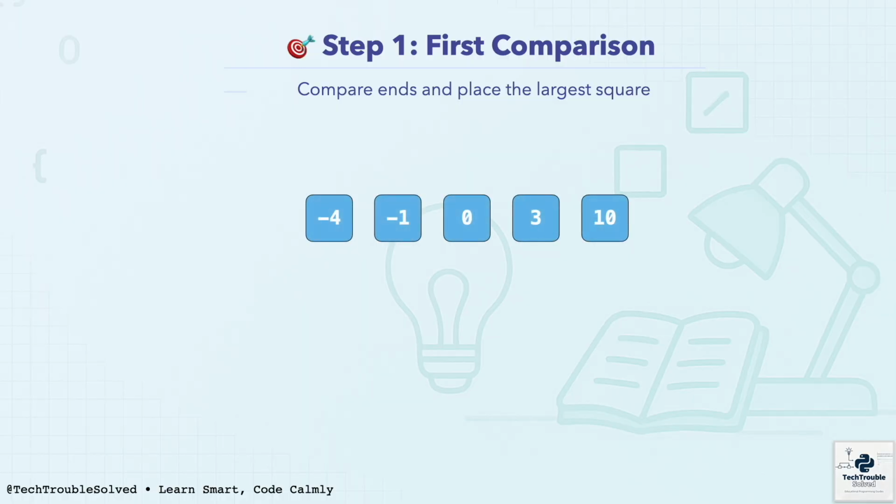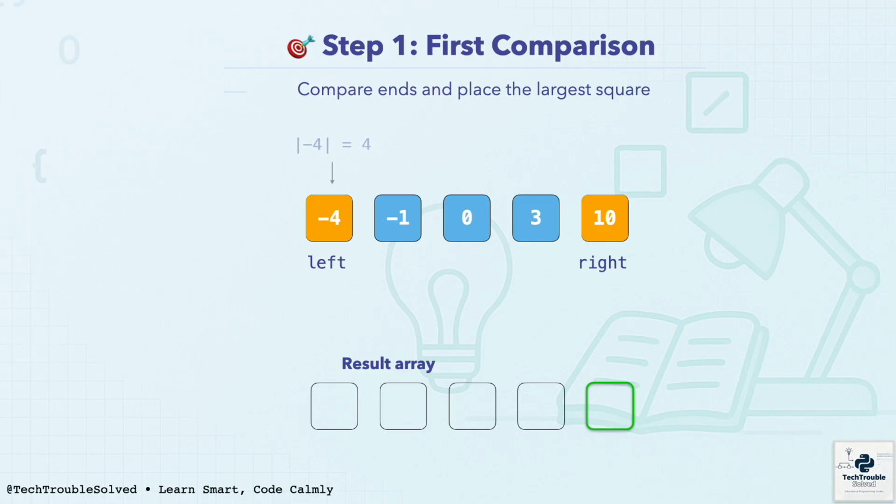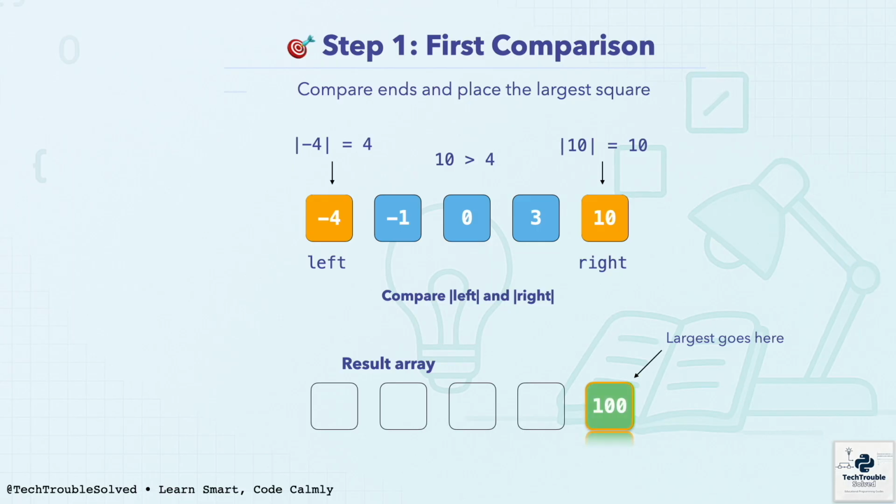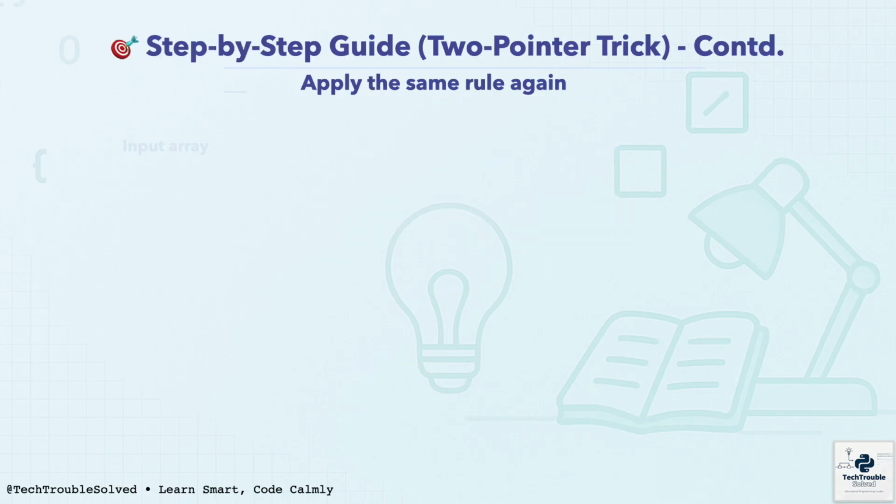Here the left pointer is at -4 and the right pointer is at 10. We compare the absolute values 4 and 10. 10 is larger, so the right value wins this comparison. We square 10 and place 100 at the last position of the result array. Because we used the right value, the right pointer moves one step left. This completes the first comparison.